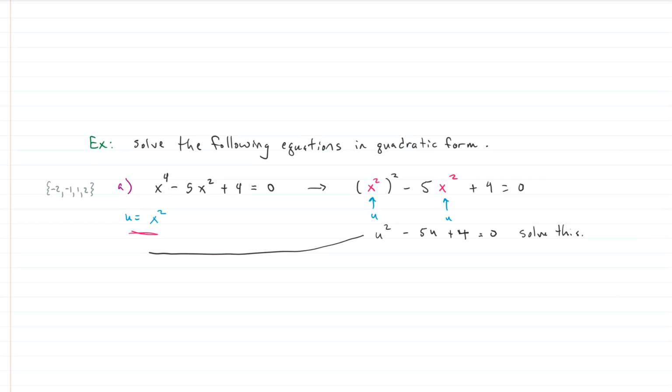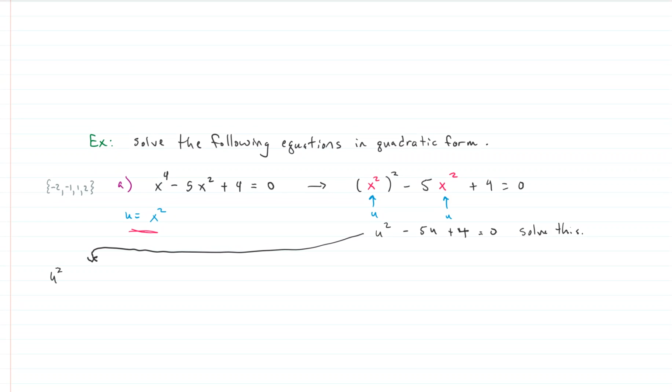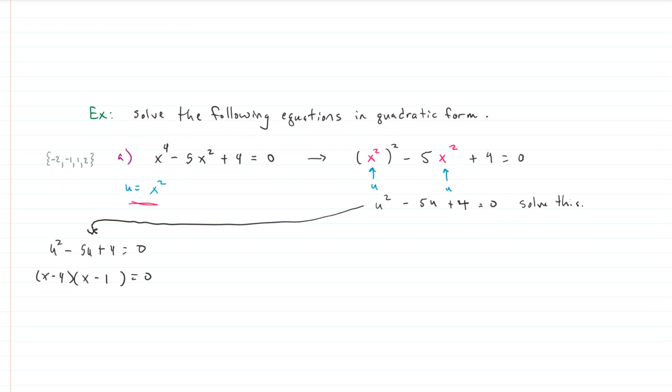So let's solve that equation. We have u squared minus 5u plus 4 equals 0. If we factor this and solve, then we get u minus 4 and u minus 1. Whoops, not x, but u, right? Because that's our new variable. So we set both of these equal to 0 and solve.